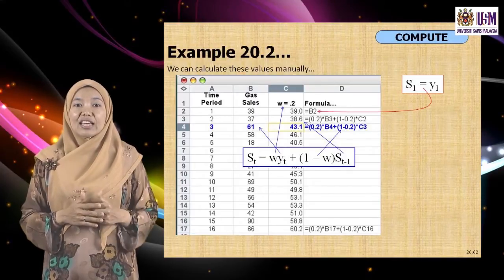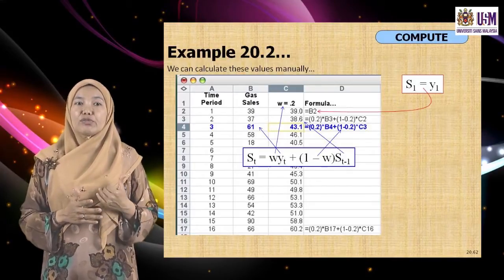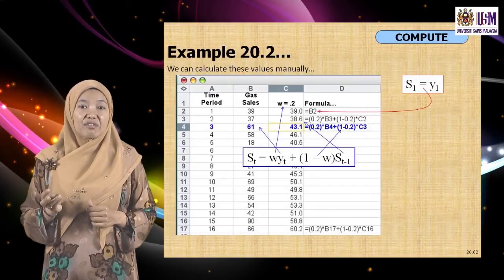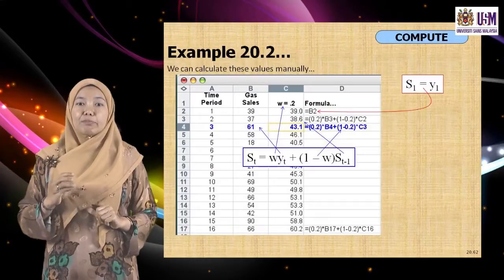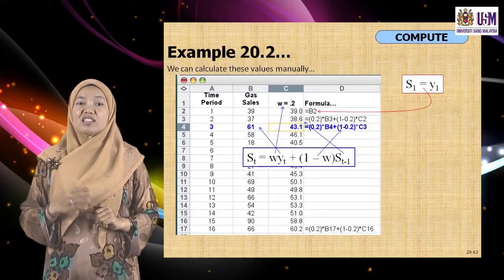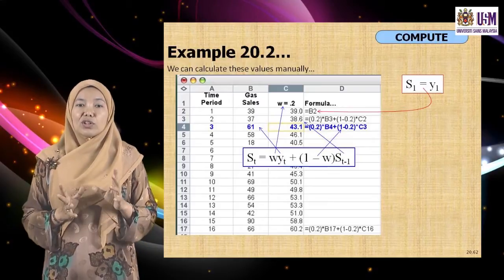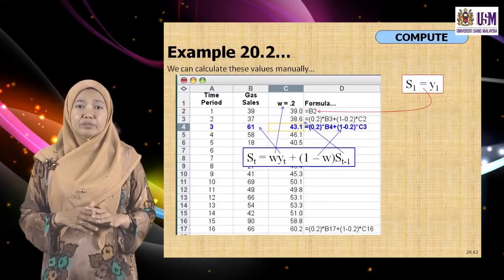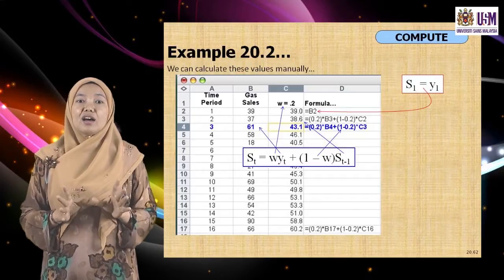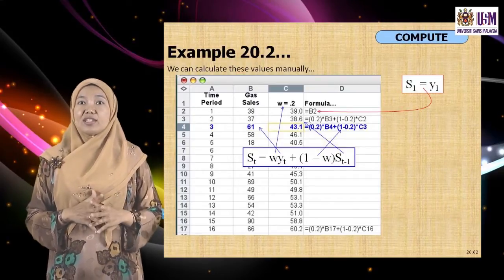So how do you get 38.6, the value for period 2? 0.2 multiplied by 37, that's one part, plus 0.8 multiplied by the previous period value, which is 39. So you add both answers up, and you get the exponentially smoothed time series value for period 2, 38.6.